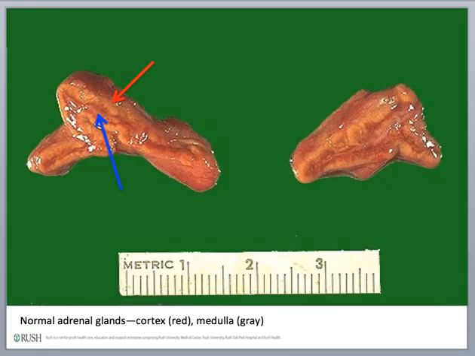So to start off with a baseline of normal, these are cross-sections of normal adrenal glands highlighting the adrenal cortex, which usually has a yellow-orange color and is marked by the red arrow, and the inner adrenal medulla, which usually has a grayish appearance and is marked here by the blue arrow. And we can distinguish these microscopically as well.